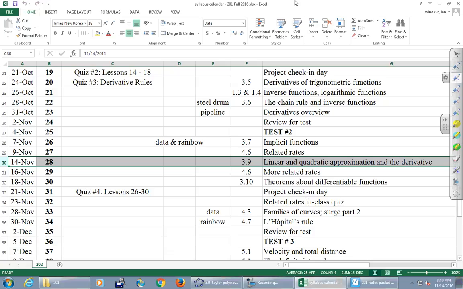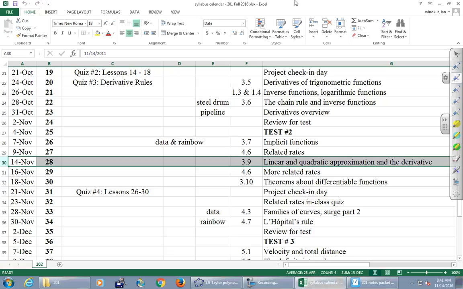We will have a take-home quiz that I'll give you on November 21st, so that's coming up in a week. And also there is a related rates in-class quiz. I'll tell you about that when we get there. But I think I mentioned you're going to be working together with each other on that quiz, which is different from all the other quizzes. Questions on the calendar?